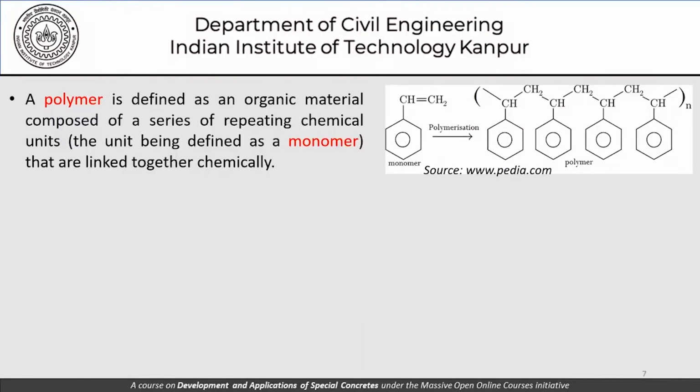A polymer is defined as an organic material composed of a series of repeating chemical units. The unit being defined as a monomer. So against the monomer, we have the polymer. And these polymers are basically having repeated chemical units which are linked together chemically. So what is happening here, that's the representation of the polymerization process and the whole relationship between monomer and polymer.